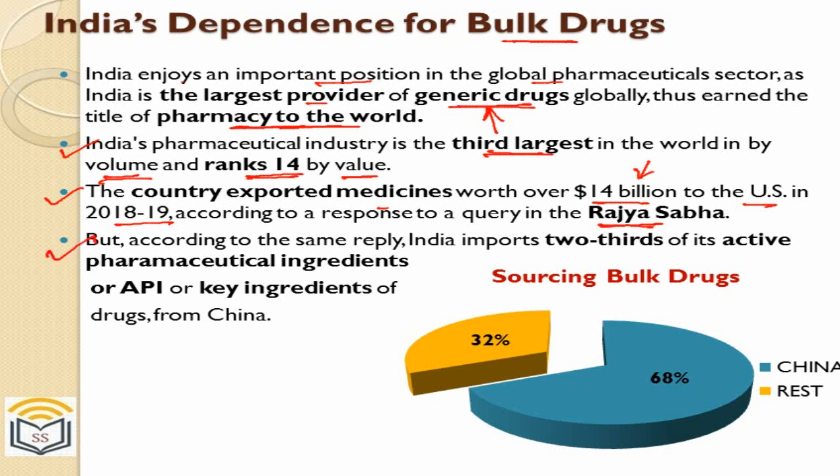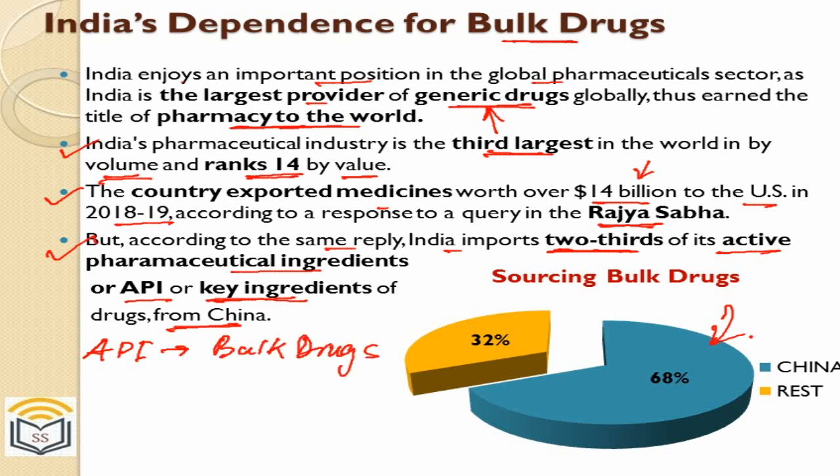But according to the same reply in the Rajya Sabha, India imports around 2/3 of its active pharmaceutical ingredients, or APIs, that is to say the key ingredients of the drug, from China itself, as can be seen here. So around 2/3 of the key ingredients of the drugs are procured from China. Now APIs are nothing but bulk drugs, and these are significant ingredients in the manufacture of drugs. And Hubei province in China is the hub for this API manufacturing industry.